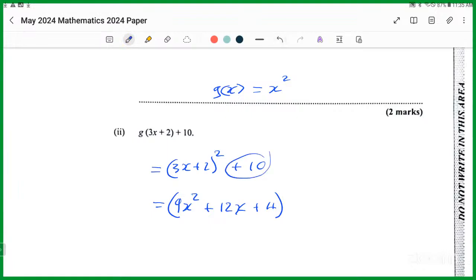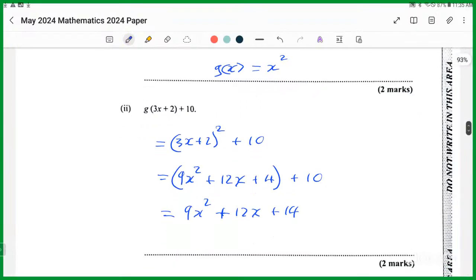We have to add back this 10 beside it. And so to consolidate everything now, we're really just adding the like terms, the 10 and the 4, to give us 14. So this reduces to 9x squared plus 12x plus 14. And this is the answer in simplest form. You can't simplify it further. 3 unlike terms. That's a trinomial, a quadratic expression.